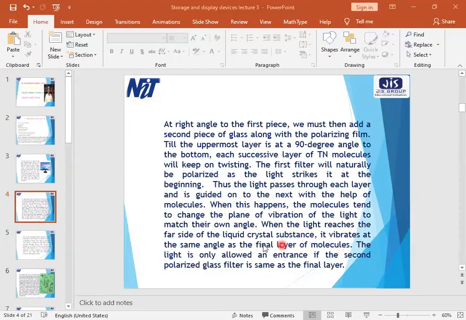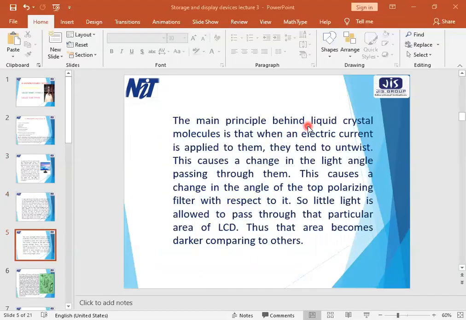When the light reaches the far side of the liquid crystal substance, it vibrates at the same angle as the final layer of molecules. It is a very important thing. Just we will see that. The main principle behind liquid crystal molecule is that when an electric current is applied to them, they tend to untwist. That means when electric current is applied to the liquid crystal, they tend to untwist. This is a very important thing. And because of that, the light angle will change. And when light angle will change, then the top polarizing filter with respect to it will also change. So little light is allowed to pass through that particular area of LCD, and that area becomes darker comparing to the others.